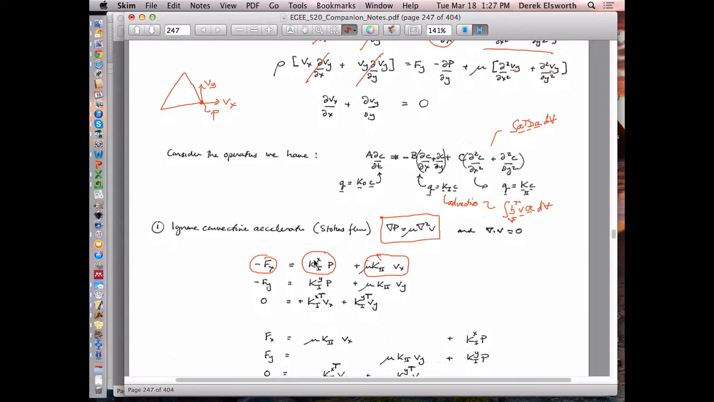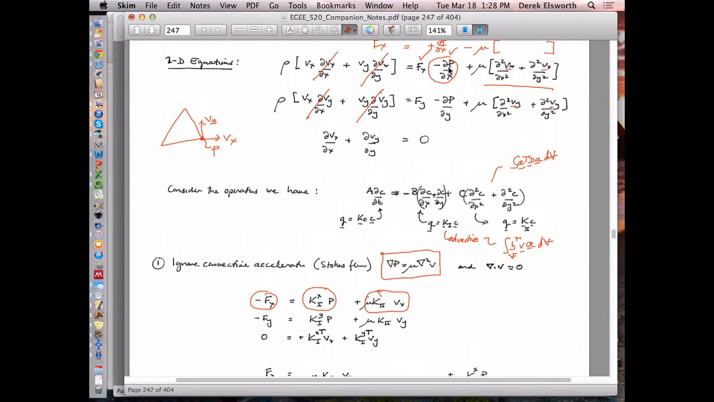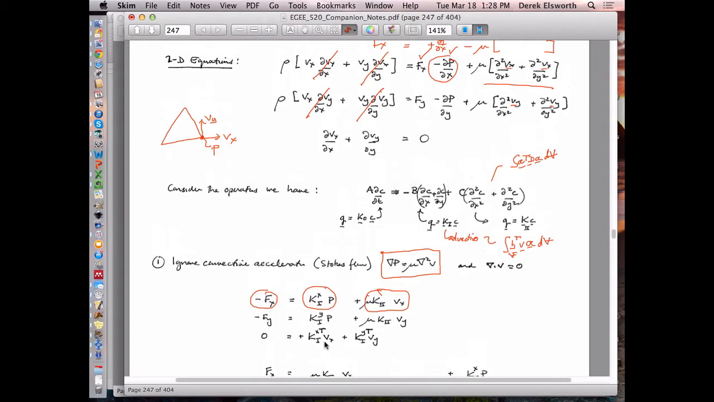So here the subscript 1 means first order derivative. Subscript 2 means second order derivative. The superscript x means first order derivative in the x direction, which is this term here. And y means in the y direction. And these two are both combined, both x and y, so that those aren't split out.